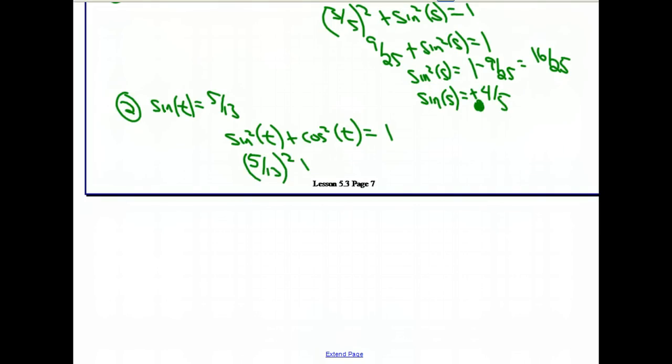The sine is 5/13. Don't forget to square that. Plus the cosine squared equals 1. When I square that, I get 25 over 169 plus the cosine squared equals 1. I'll subtract the 25 over 169.